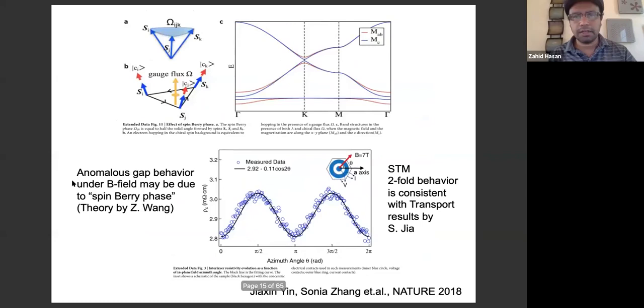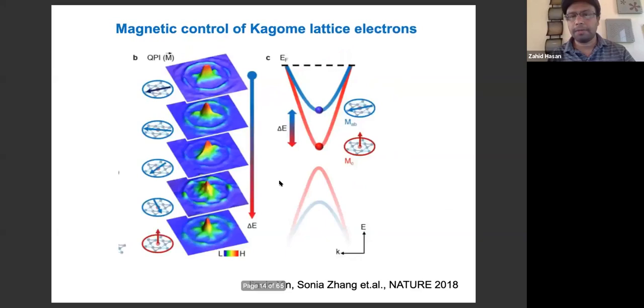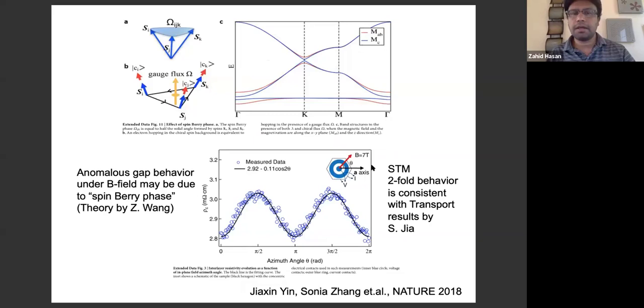By the way, the twofold nematic-like behavior we see in our STM is also consistent with what is seen in transport. The transport results are by Shuang Jia's group. And there are a number of theoretical ideas about what this might be due to. One of them is the spin Berry phase. The gauge flux creates an anomalous gap dependence in this system. The gap should increase with field, but in our case it decreases. So there is some many-body physics there. It's not a simple Chern magnet. We are still searching for a simple Chern magnet.